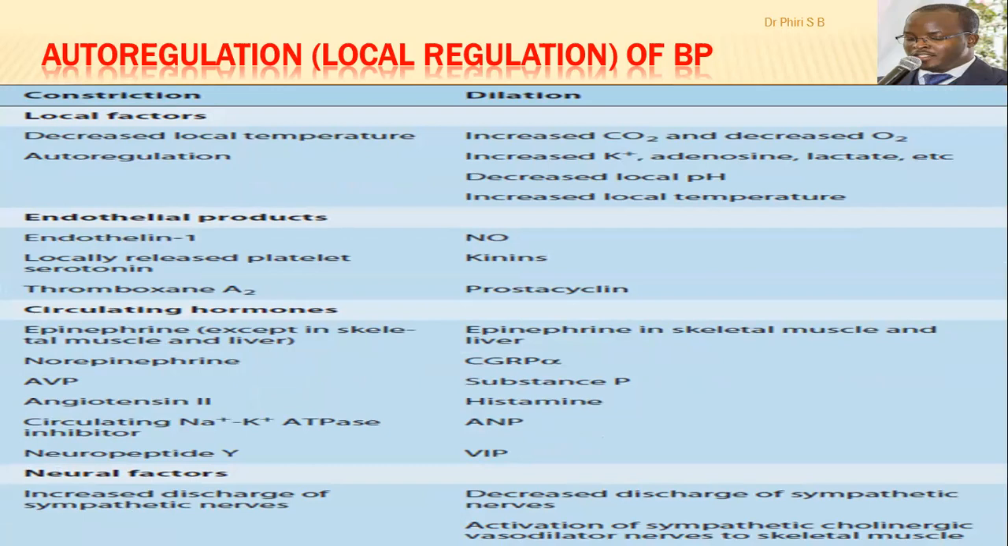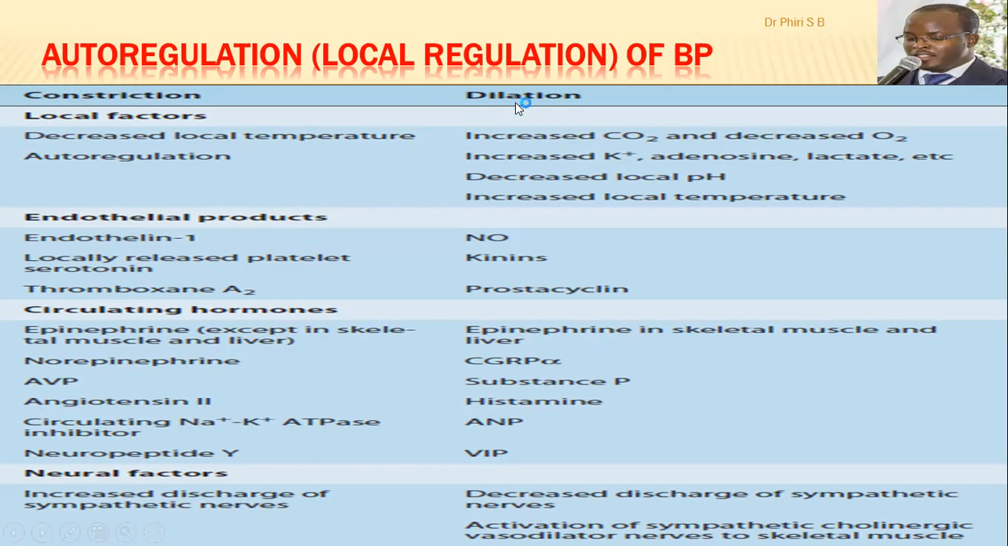vasodilation and vasoconstriction. So there are factors that will bring about vasoconstriction and other factors that will bring about vasodilation. So this side you have constriction, and then the other side you have dilation. So you have local factors like decrease in local temperature, it will result in vasoconstriction. So if you have a decrease in local temperature, you can have vasoconstriction because you don't want to lose the heat to the outside environment. So this is called autoregulation.